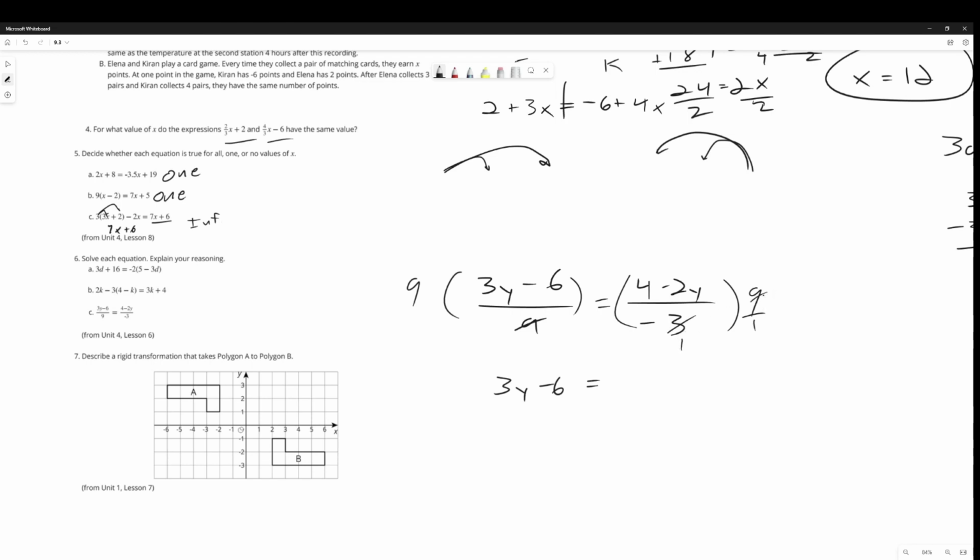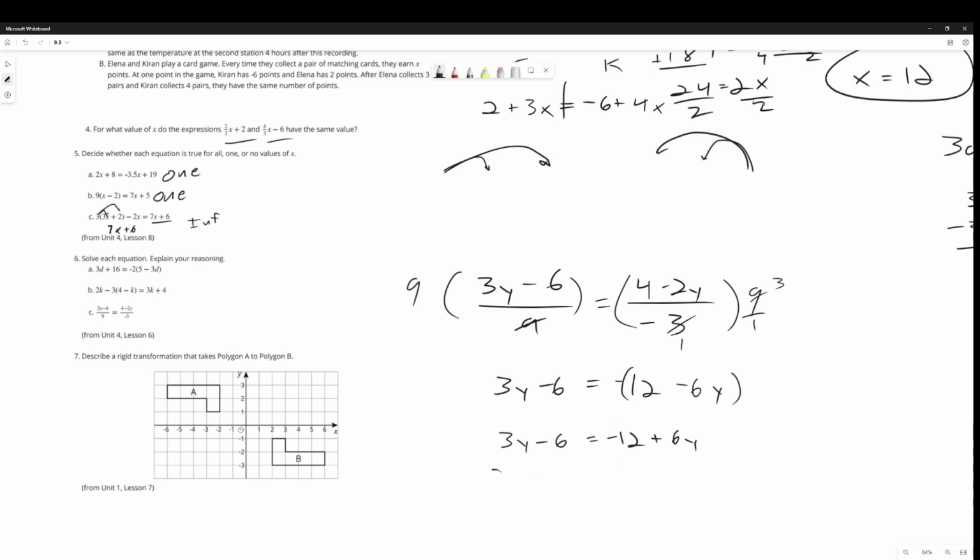3 goes into 3 once. 3 goes into 9 3 times. So really, it's like I'm multiplying this numerator times 3. So 4 times 3 is going to be 12. Negative 2y times 3 is going to be negative 6y. Now be careful, I have a negative down here, so I have to include that in my final answer, right? So I have negative times a quantity, 12 minus 6y. So let's distribute that negative, which is going to make everything inside the opposite. So that's going to equal negative 12 plus 6y.